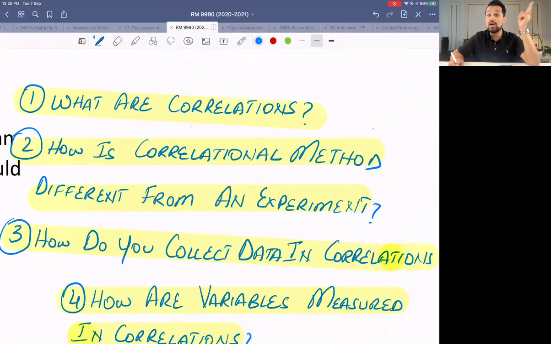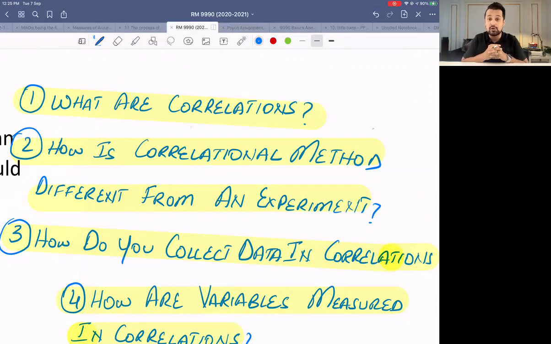The second question, how is a correlation method different from an experiment? In an experiment, we manipulate our independent variable to see how this manipulation helps us with finding out our DV, or the results of an experiment. However, a correlational method, on the other hand, does not allow you to manipulate a variable, right?